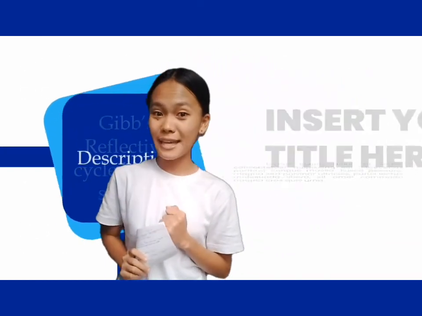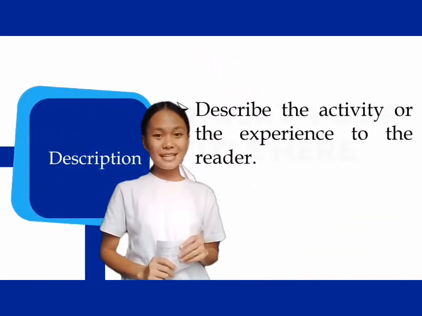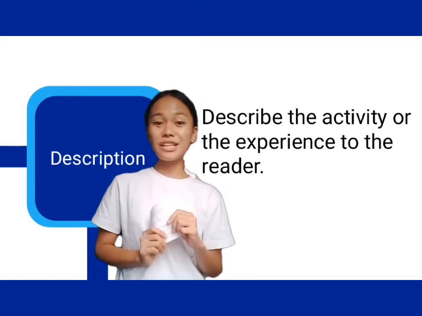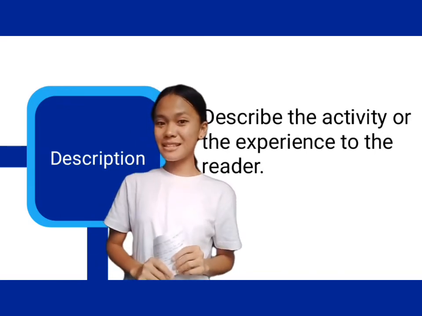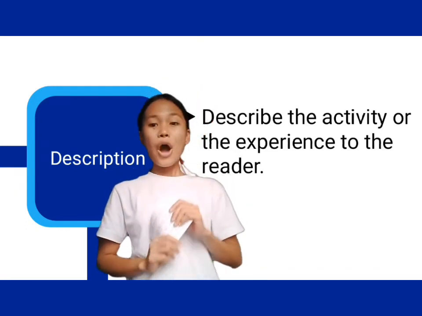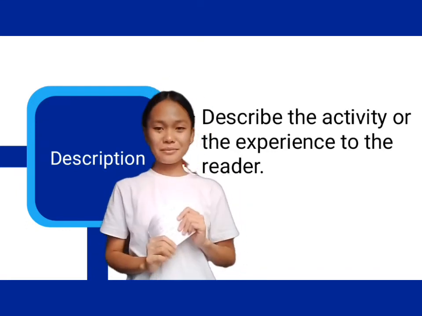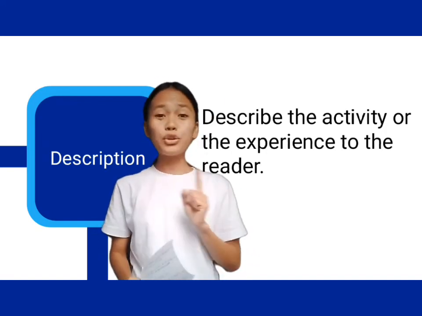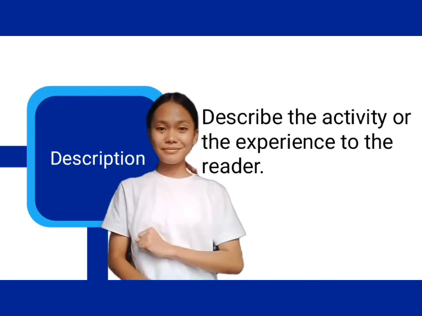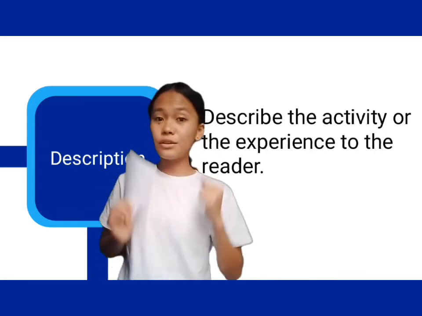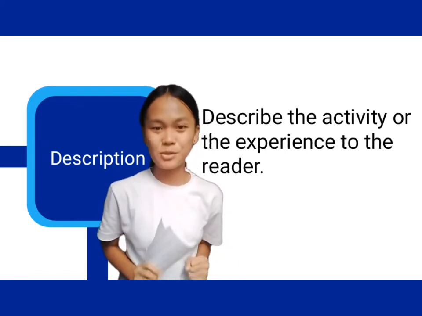The first stage in writing a reflection is the description. It is where you describe the activity or the experience to the reader. Here, you need to write the background on what you are reflecting about. And of course, the wordings must be on point. No more use of flowery words. Because here, you only need to describe the activity in a brief description.